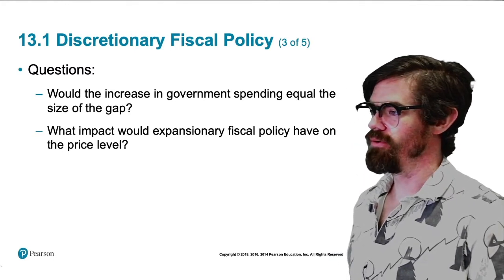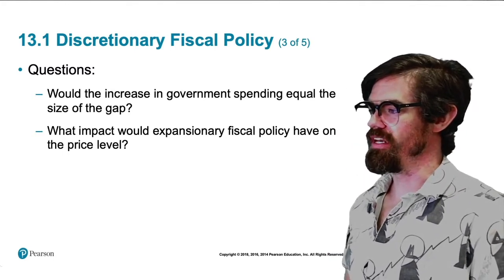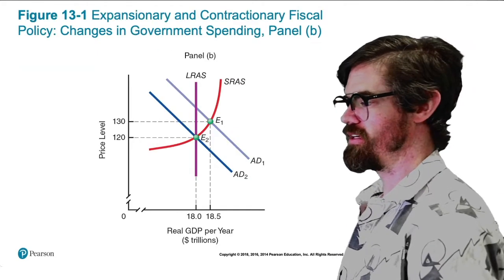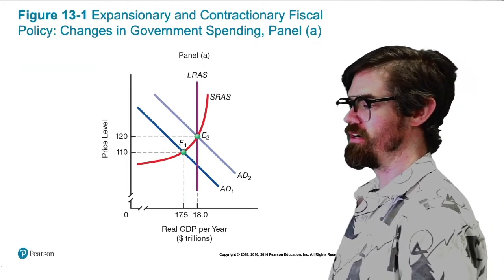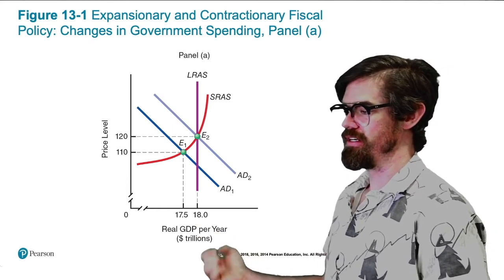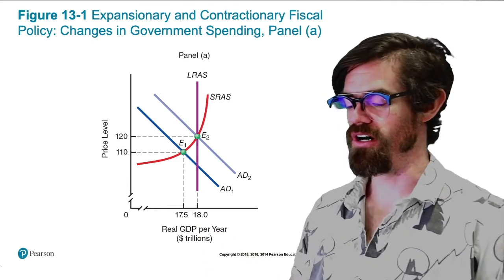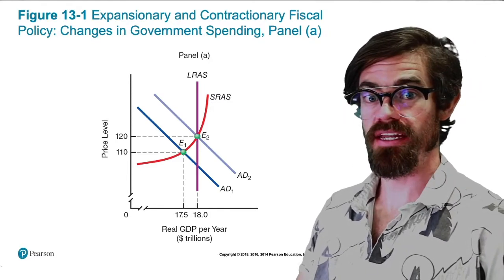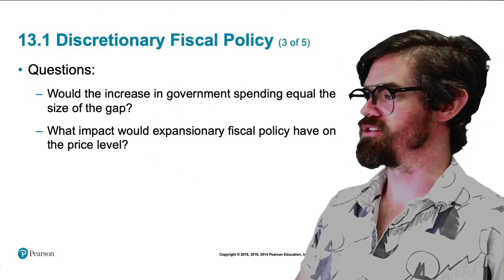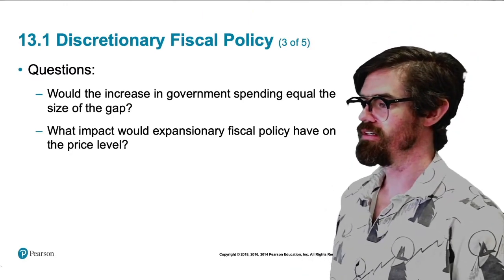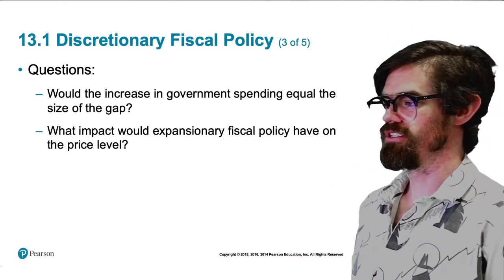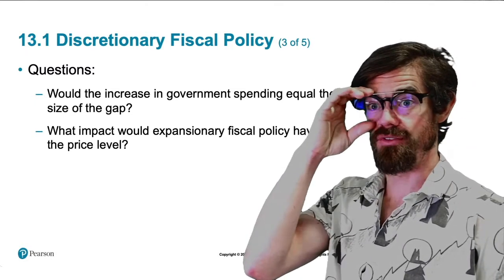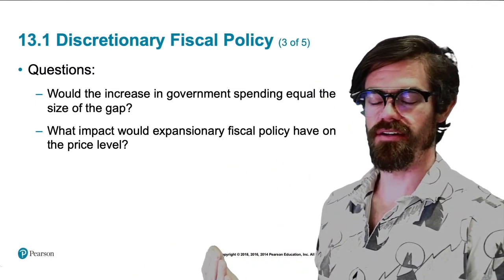All right, so let's think about this. Would the increase in government spending have to equal the size of the gap, right? So here the gap, let's go to the recession here. The recessionary gap here is $500 billion. Would the government have to spend $500 billion to get us out of the recession? That's the question that we're asking here. And then another question to ask is, what impact would expansionary fiscal policy have on the price level? Okay, so that's what we're talking about.